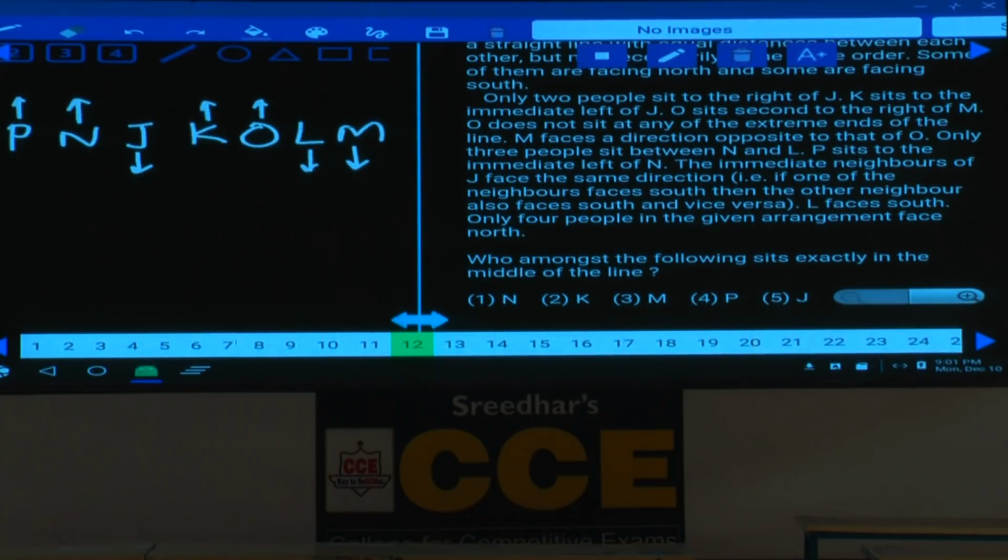Then question number 12. Who among the following sits exactly in the middle of the line? Exactly in the middle of the line, that is K, choice 2. K, it is given in choice 2.